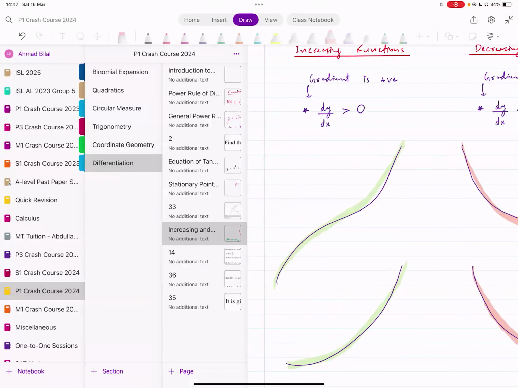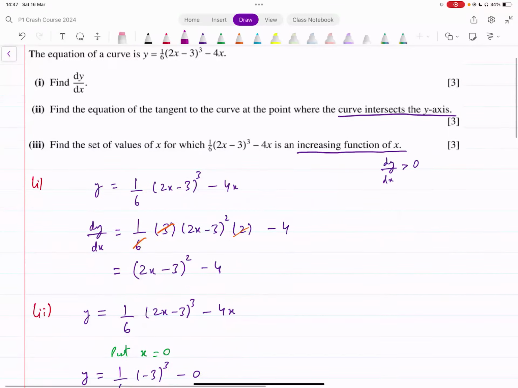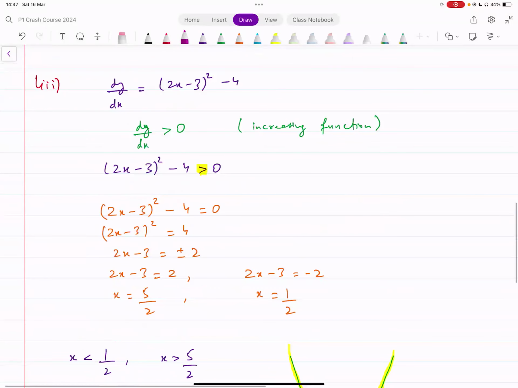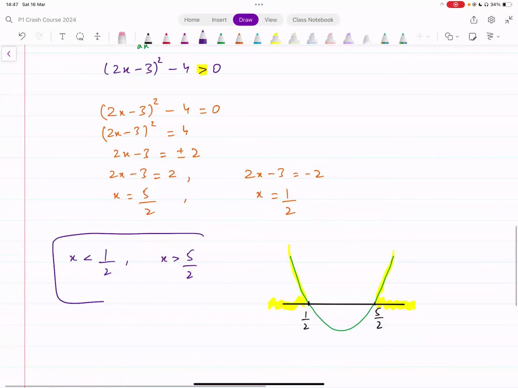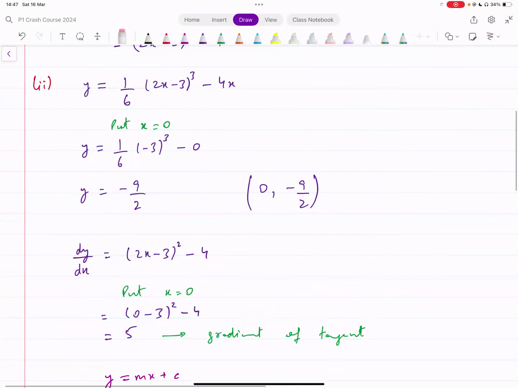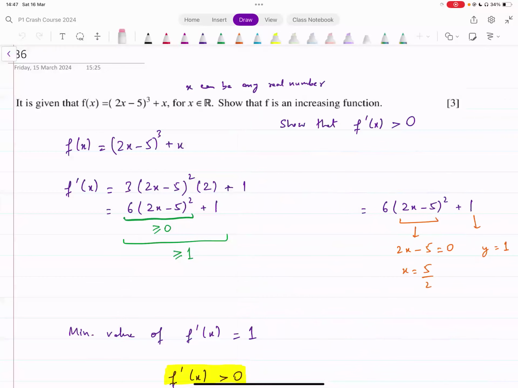Then there were a few examples that we did. This was question number 14 that we did in the last part. We had to find the set of values of x for which it was an increasing function. What we did for that was we found the derivative, and we put that derivative greater than 0. That gave us a quadratic inequality. We solved that quadratic inequality to find the set of values of x for which the function was increasing, right?